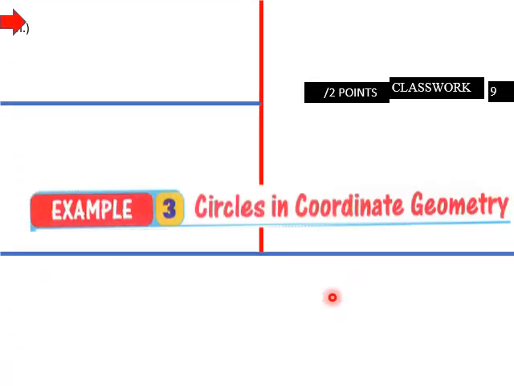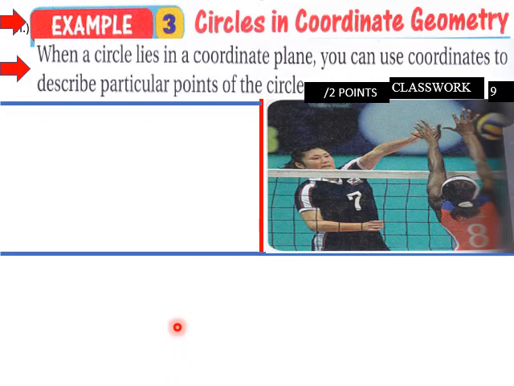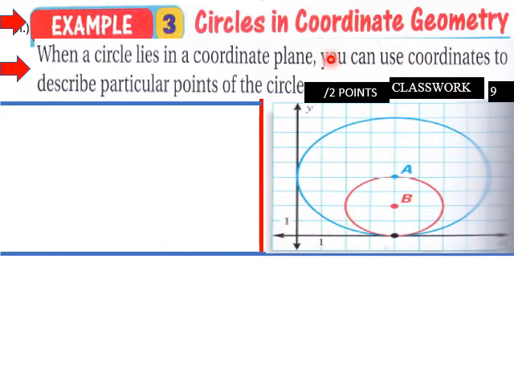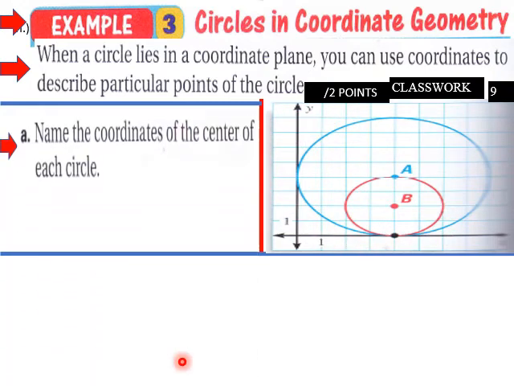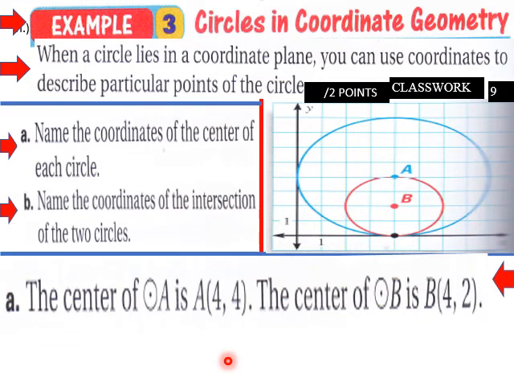And then classwork. Page 9 in our classwork, circles and coordinate geometry. Where a circle lies on a coordinate plane, you can use coordinates to describe particular parts of the circle. So now we have a graphing grid here. Name the coordinates of the center of each circle. This is a big circle, and then this is the center. So the center of circle A is 4, 4. The center of circle B is 4, 2. So this would be 4, 2.